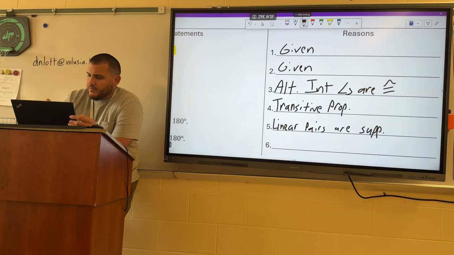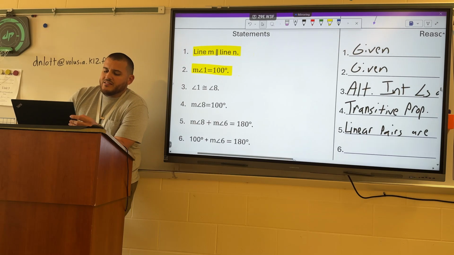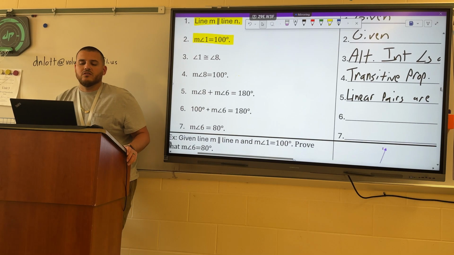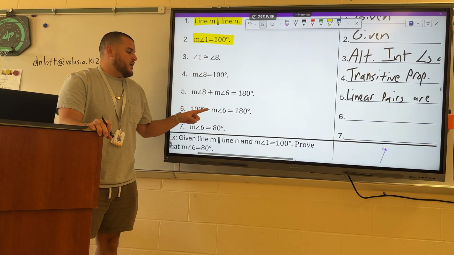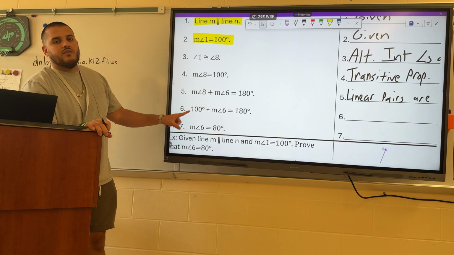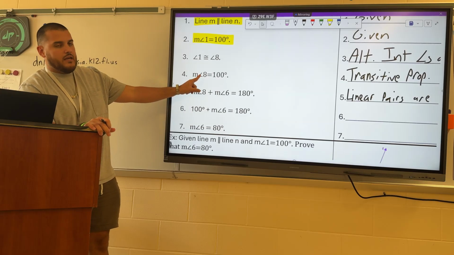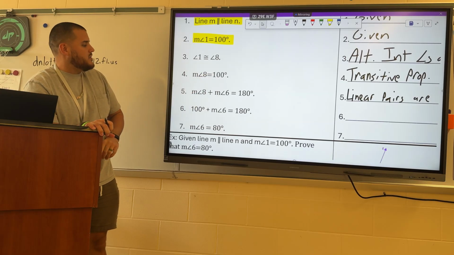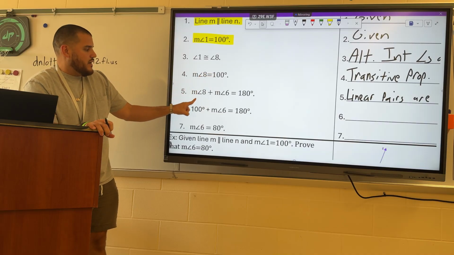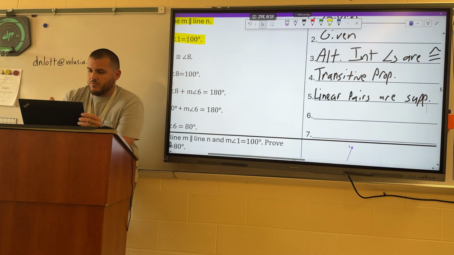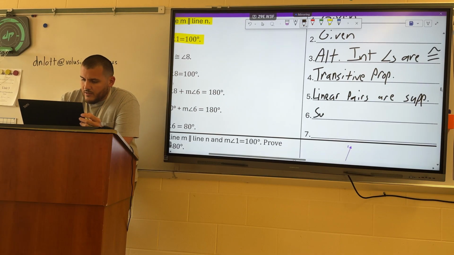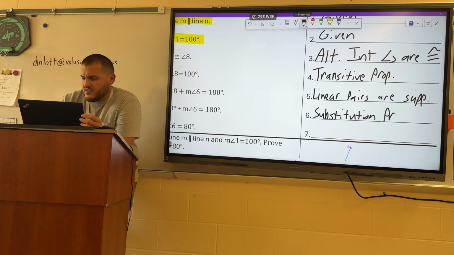I'm going to abbreviate that for time's sake here. Our next statement says 100 degrees plus angle 6 equals 180. Well, notice that's almost the same exact equation. The only difference is there's a 100 instead of an angle 8. And we already established before that angle 8 equals 100 degrees. So we've just kind of substituted that angle 8 for the 100. And that's literally what we did. We used the substitution property of equality here. Substitution property. Not property of equality, I think is what it said there. Just substitution property.